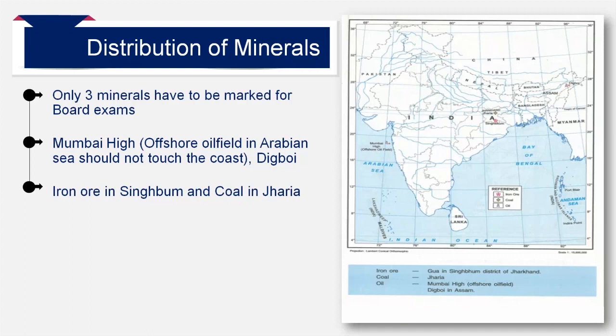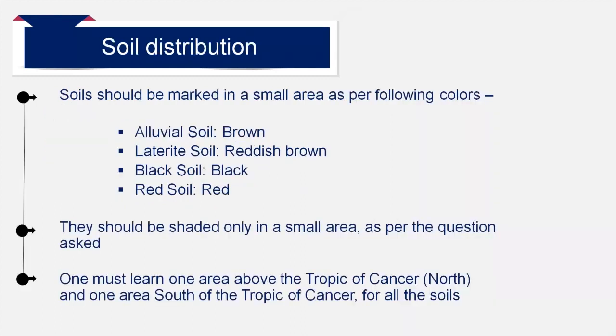As you can see, Jharkhand coal field is right in front of a tributary of Damodar near the Tropic of Cancer. Directly below is Singhbhum. Mumbai High is shown in the Arabian Sea. It should not touch the coast. Digboi is in Assam.